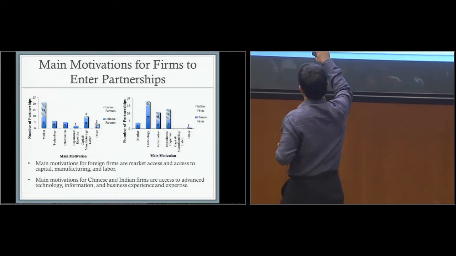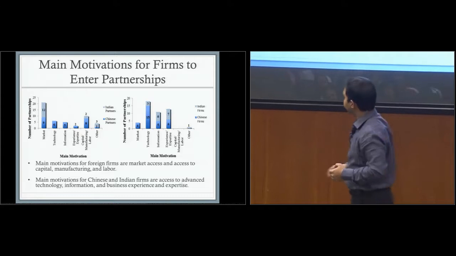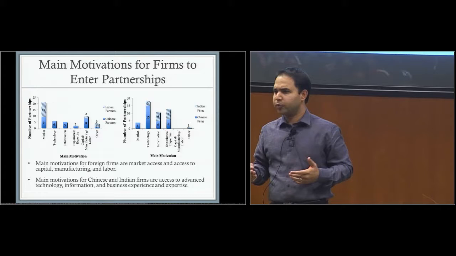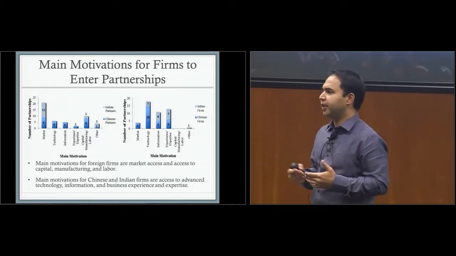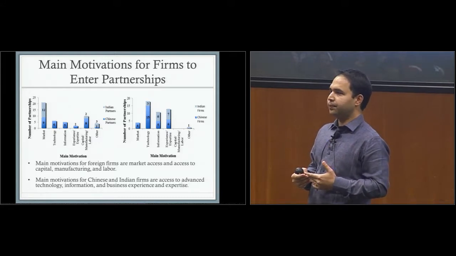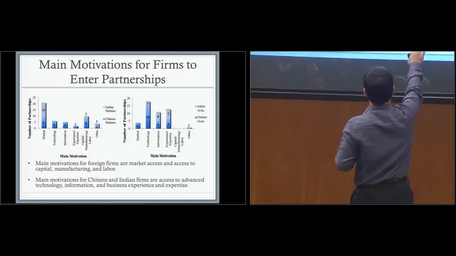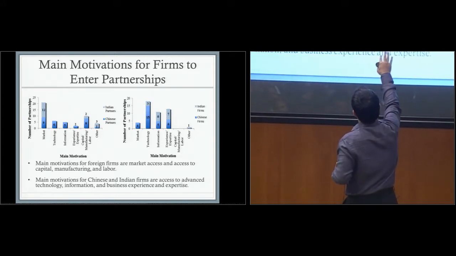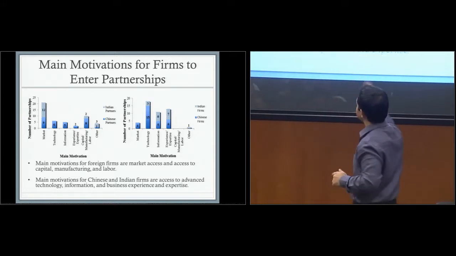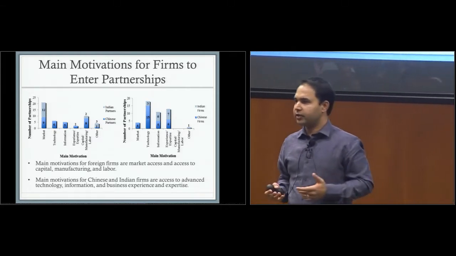The hashed columns are Indian firms or Indian partners, and the solid are Chinese. What you really see, and this is consistent with most of the literature, is that the major motivation for Indian and Chinese firms to engage in these partnerships is getting access to technology, and getting some experience and informational access. So the longest bars are technology, information, and experience. That makes sense, and it's consistent with what other folks find too.